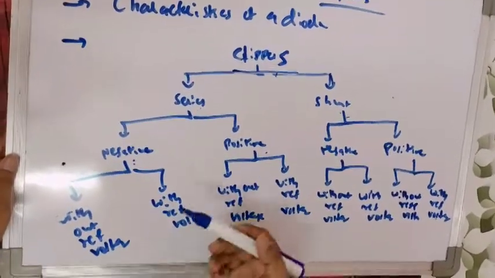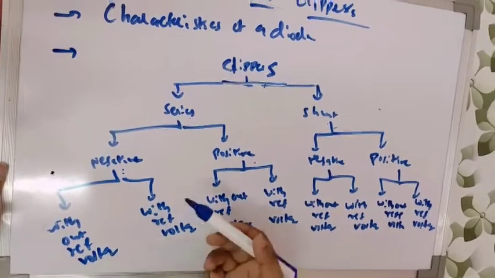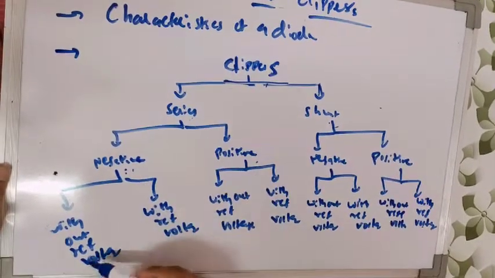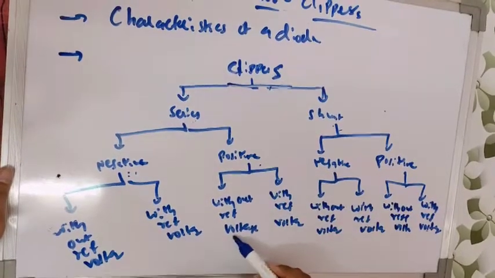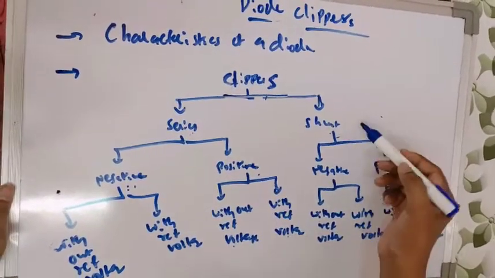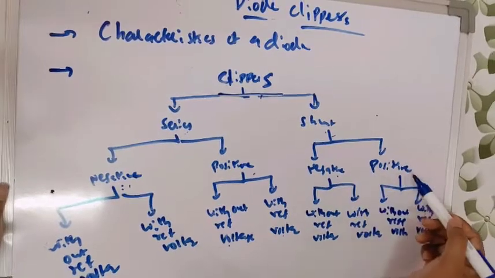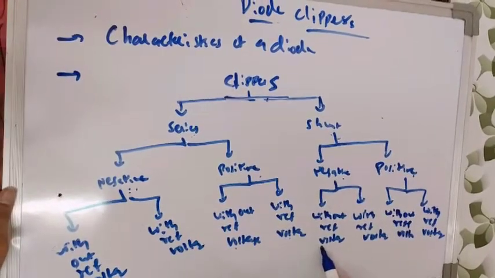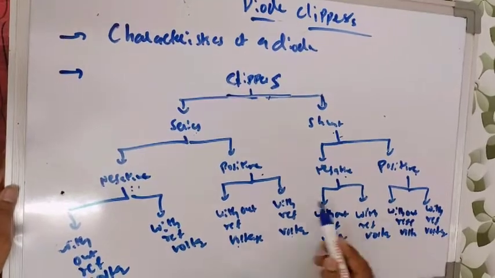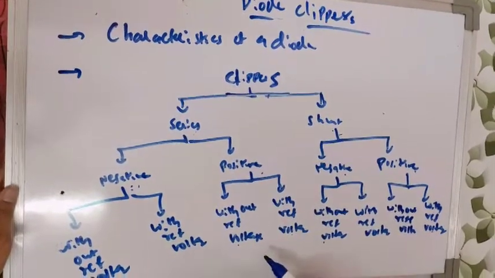That is, we are not applying any reference voltage in the case of negative series clippers without reference voltage. Again, positive series clippers are classified into without reference and with reference. Shunt clippers are again divided into negative shunt clippers and positive shunt clippers, with reference and without reference voltages. So altogether we will discuss 8 types of diode clippers in this topic.